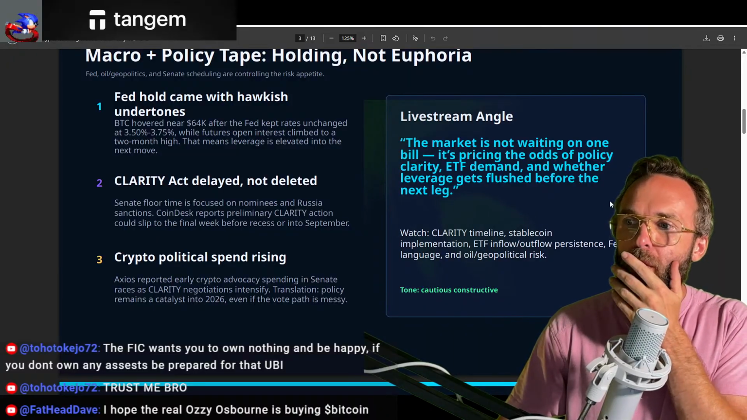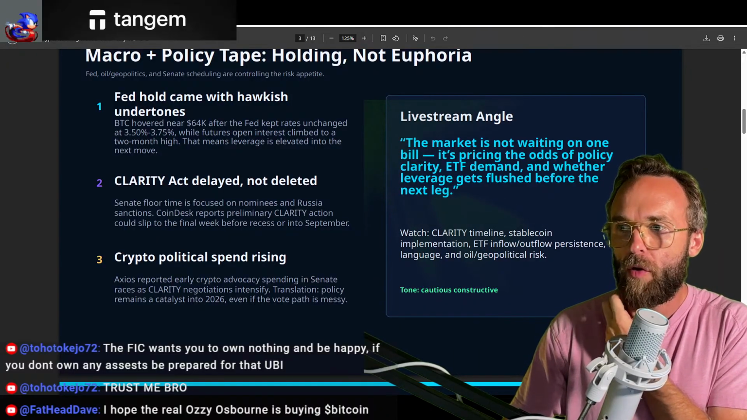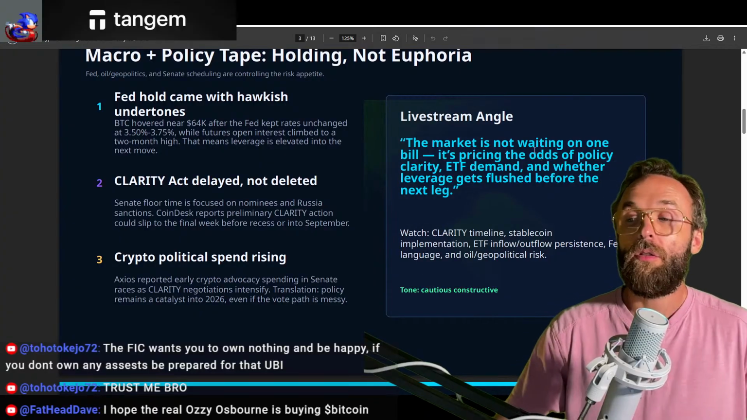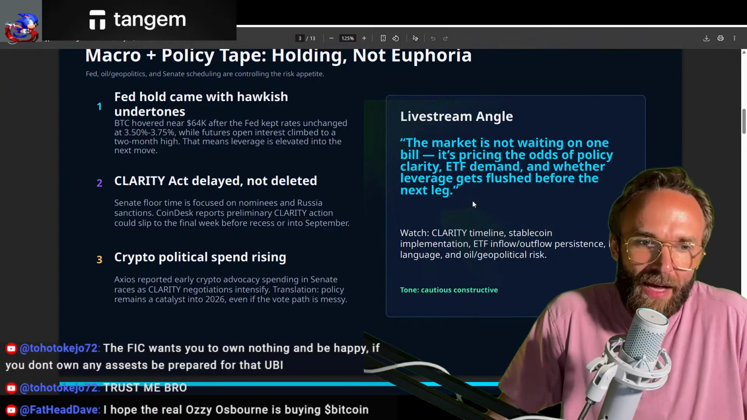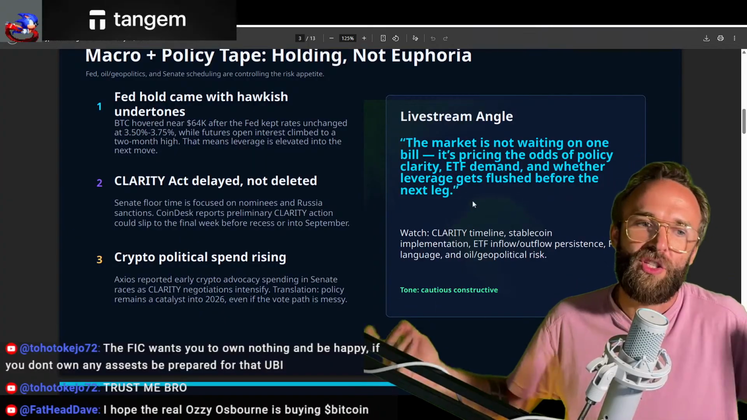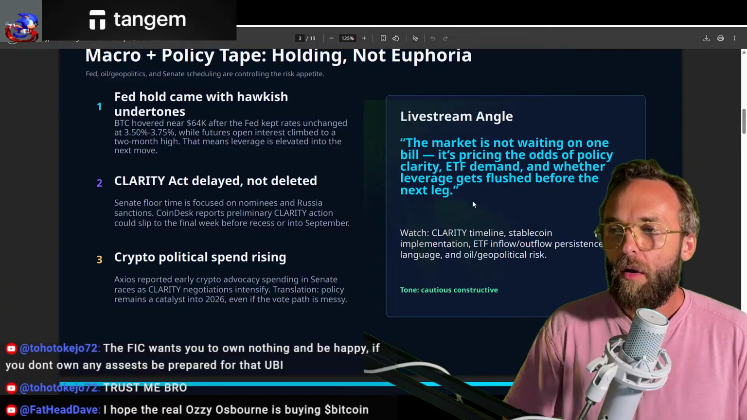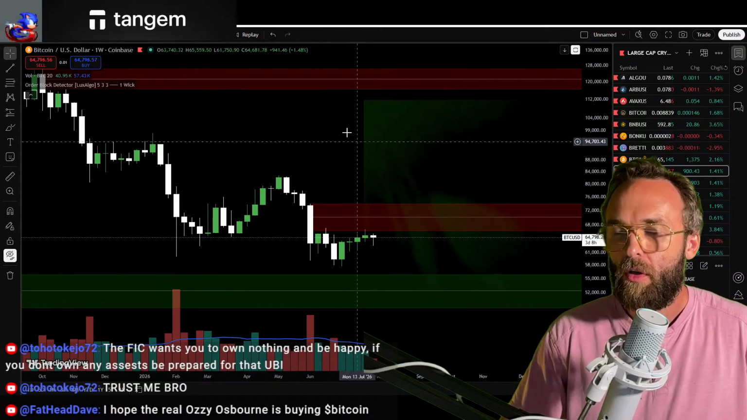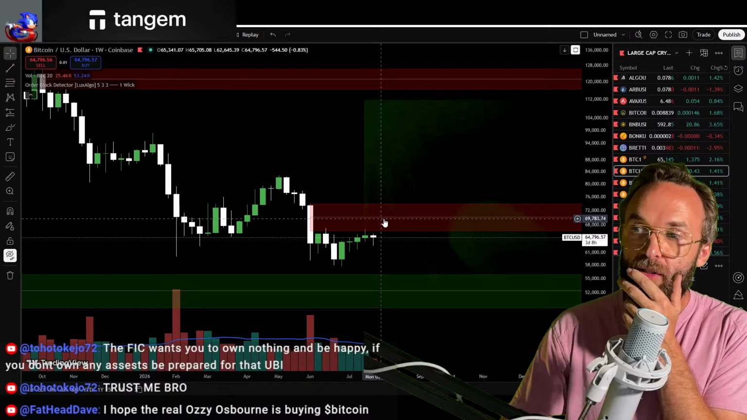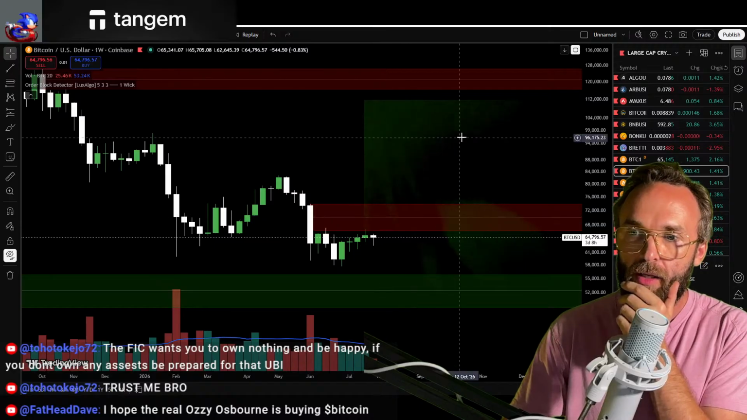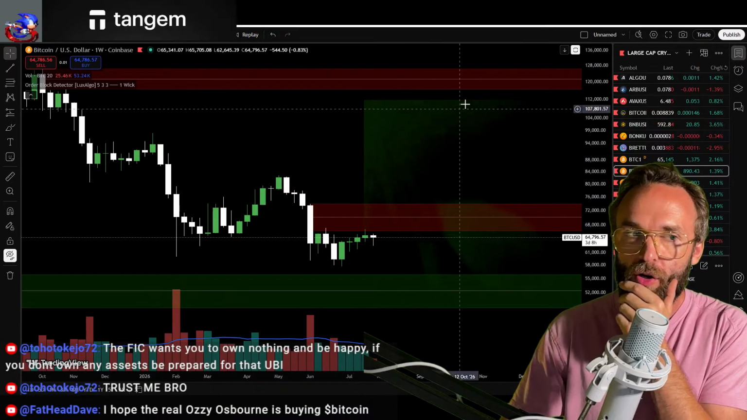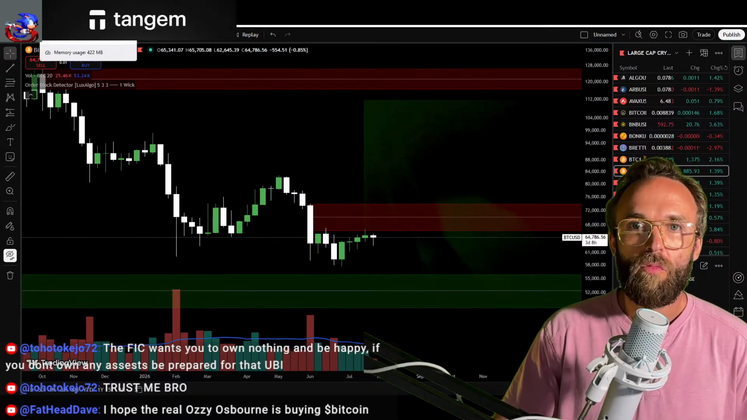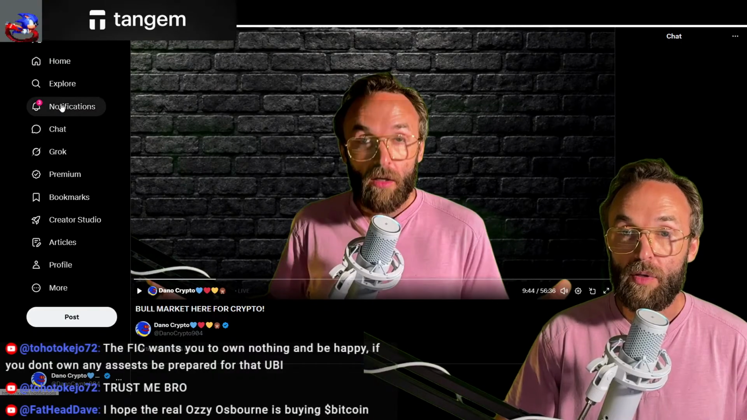So the market is not waiting on one bill. It's pricing the odds of policy clarity, ETF demand, and whether leverage gets flushed before the next leg. That's a good observation. That's why people are on the fence. They're like, are they about to flush us out again? Are they just going to flush the leverage out and smack us down into that 52 range we were talking about? The deciding factor is the 69,070K level. If we break that, then I think we're good to go. If we don't, we're going to 52. I think it might be as simple as that. We'll see.